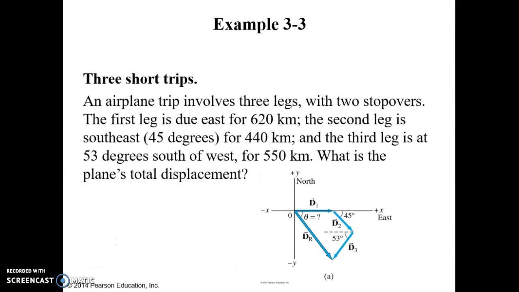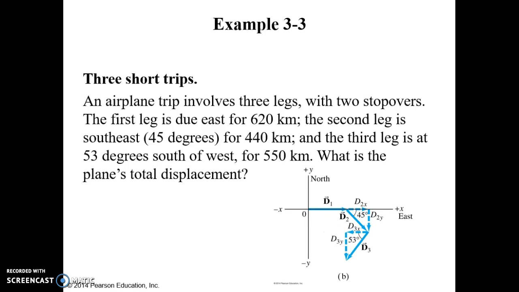Alright, last example. An airplane trip involves 3 legs, with 2 stopovers. The first leg is due east for 620 kilometers, the second leg is southeast at 45 degrees for 440 kilometers, and the third leg is at 53 degrees south of east for 550 kilometers. What is the plane's total displacement?